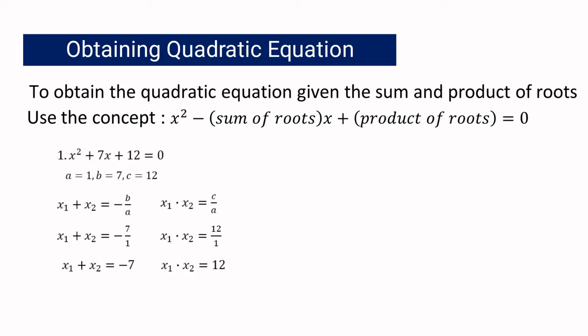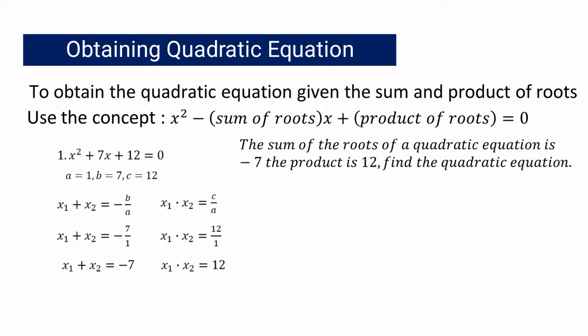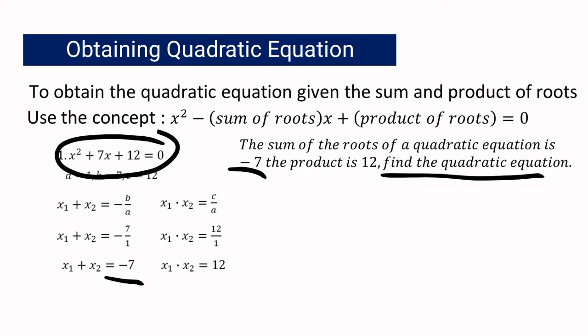Now, this is our first example earlier wherein the sum of roots is negative 7 and the product of roots is 12. The problem here will become the sum of the roots of quadratic equation is negative 7, just like what we have here, and then the product is 12, just like what we have 12 here. Now, you are asked to find the quadratic equation. This time around, this is what we are looking for.